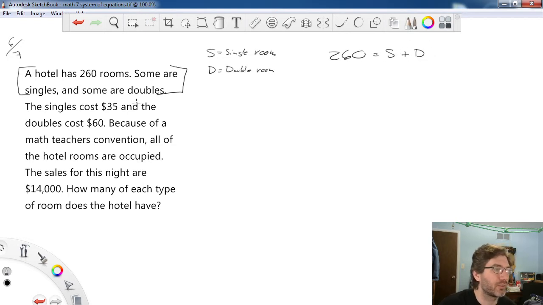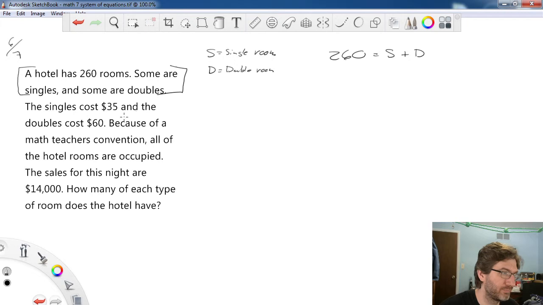The next one here, and when it comes to price, these are the kind of problems that you actually see the most of probably, is the ones that come to price. When it comes to the price part, the price of a single room is going to be the single room times the price of one room. So if we know the price of one single room, we can find out how much any number of single rooms cost just by multiplying it. So here we have a single room costs $35.